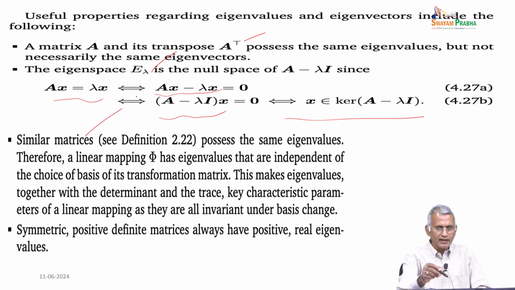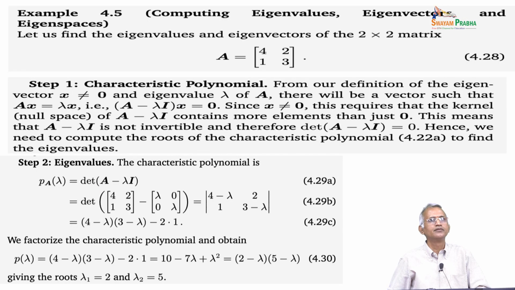Therefore, similar matrices possess the same eigenvalues. Therefore, the linear mapping phi has eigenvalues that are independent of the choice of the basis of its transformation matrix. So, this makes the eigenvalues, together with the determinant and the trace, the key characteristic parameters of the linear mapping, as they are all invariant under basis change. A symmetric positive definite matrix always has positive real eigenvalues.